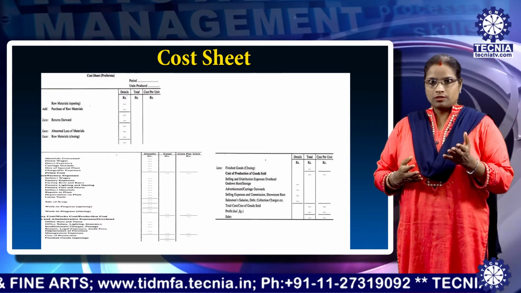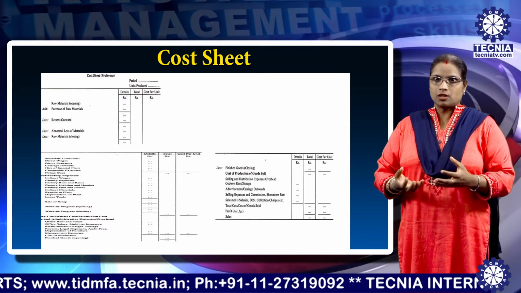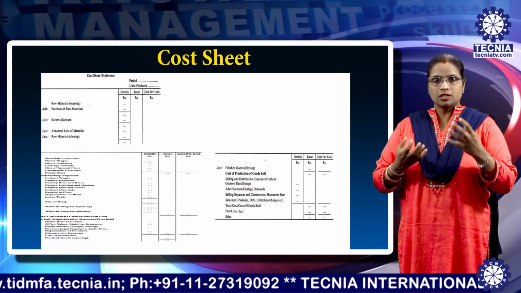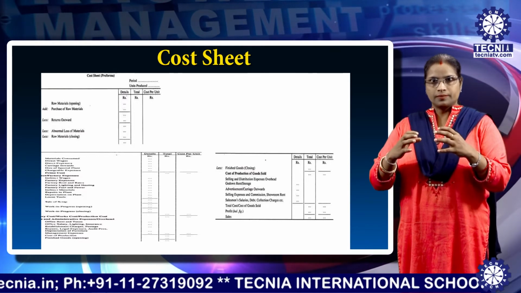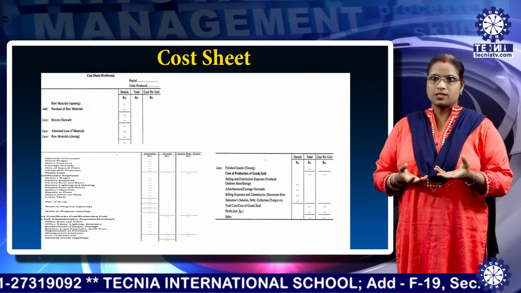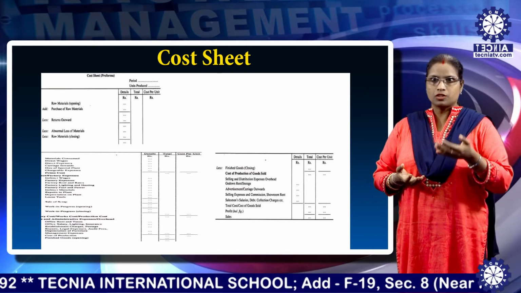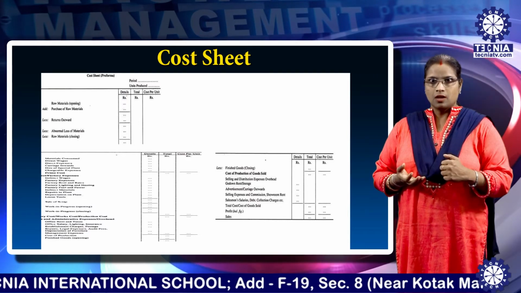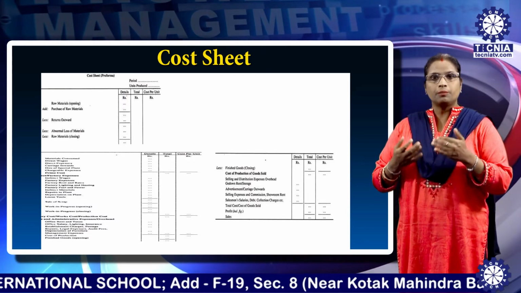Then factory cost. Factory cost, or work cost, or manufacturing cost, or production cost, includes, in addition to the prime cost, the cost of indirect material, indirect labor and indirect expenses. It also includes the amount or units of work in progress, or incomplete units, at the end of the period.